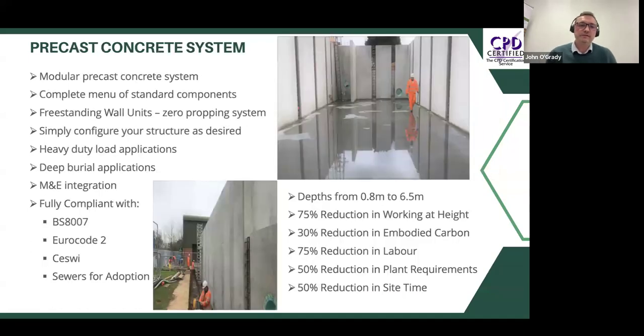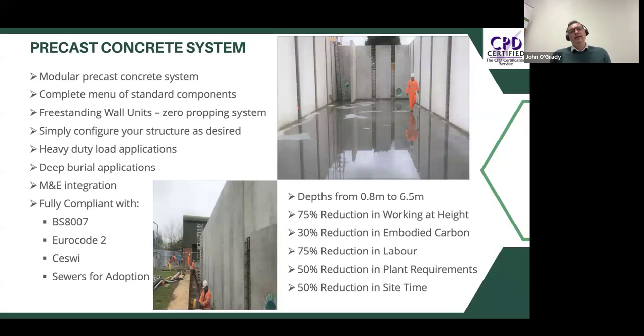So the system itself is a modular precast system. You have different components I mentioned at the top, but it's quite simple. You've got external walls, internal walls, and your roof slabs. The system being freestanding is important in terms of safety and speed. We will look at how that works in a moment.